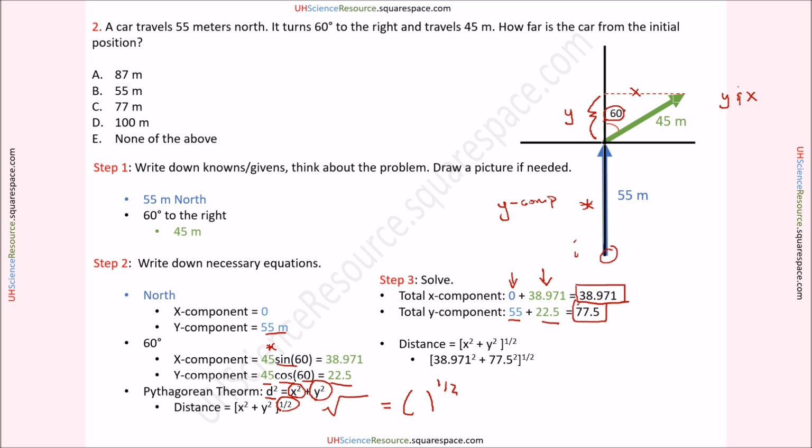We use those x and y components to plug into our Pythagorean theorem and solve for the distance. If we do that, we should get around 87 meters. And if we look at our answer choices, that's going to be answer choice A as our correct answer.